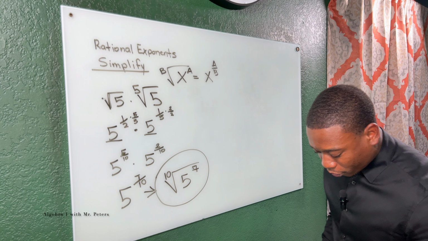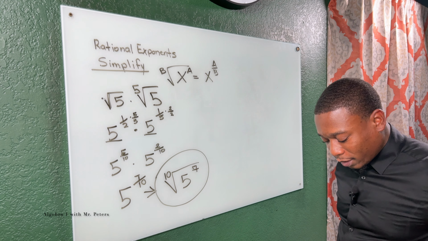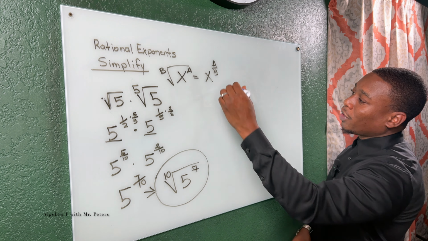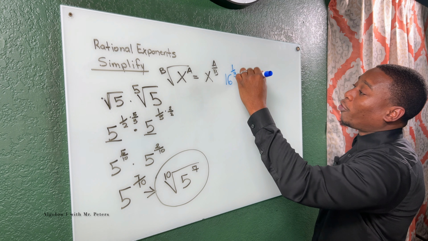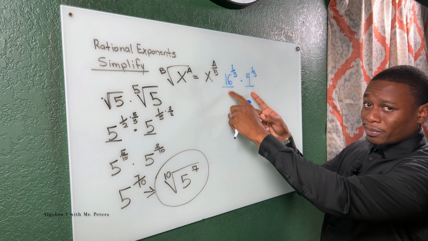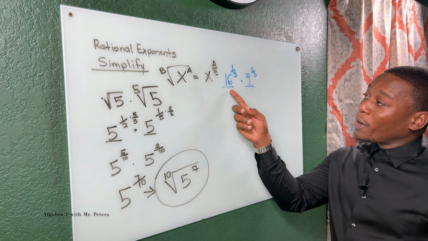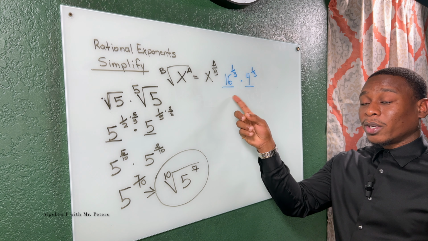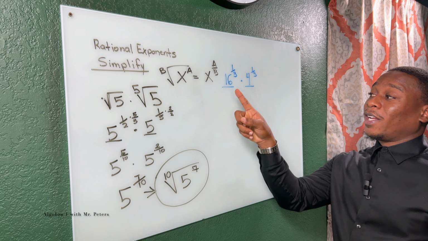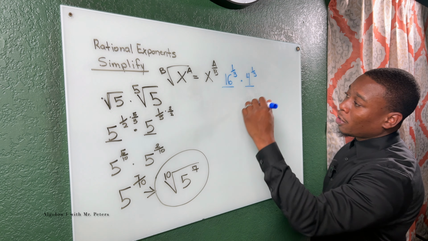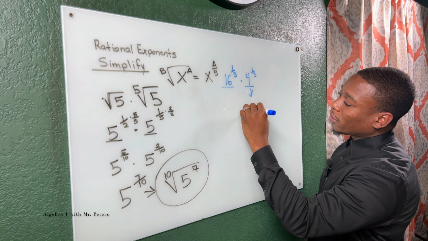The second example, what they like to do or like to test us on is something like this. 16 to the 1/3 multiplied by 4 to the 1/3. So remember, with these rational exponents, we have to have that same base. And right now we don't, but we could get it. Remember that 4 squared is equivalent, meaning it has the same meaning as 16. So 4 to the 1/3 stays the same.